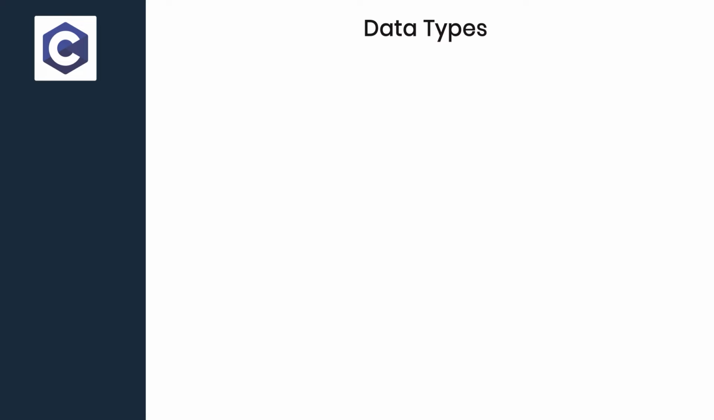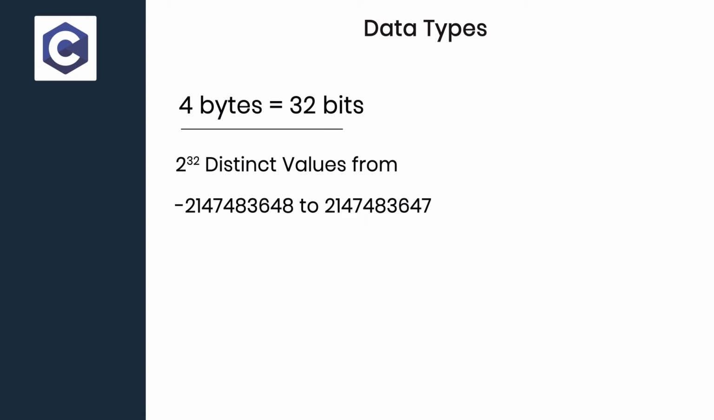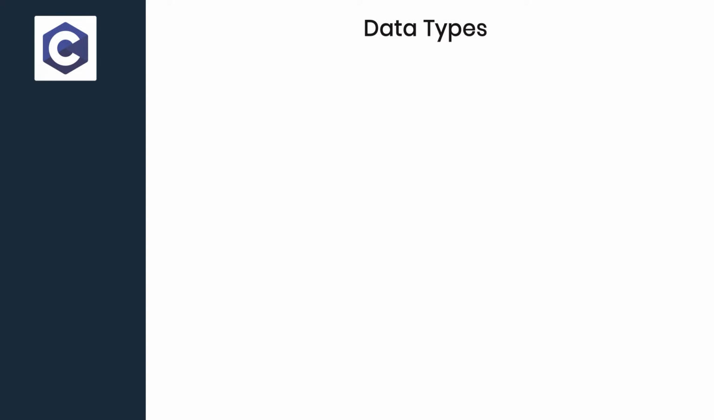Second, the size of the variable. The size of an int variable is usually 4 bytes. That means an int variable can store 2 to the power 32 distinct values. By the way, in C programming, every variable we create must have a data type assigned to it. Now let's see different data types available in C and how we can print these variables.